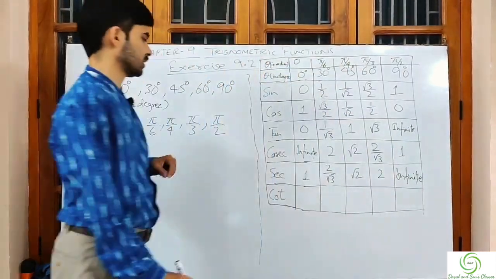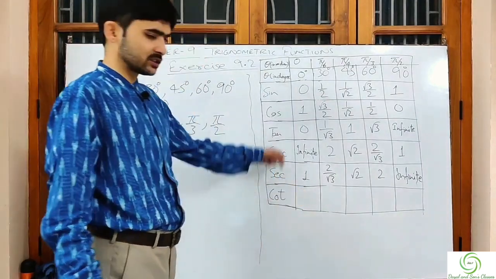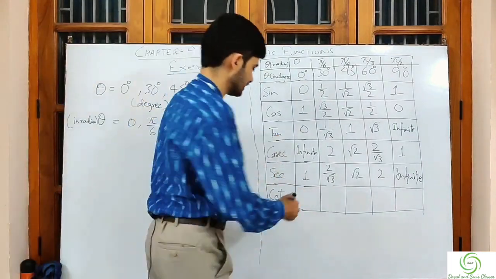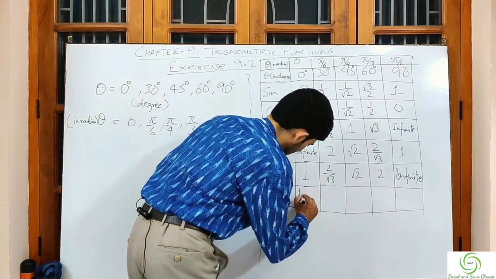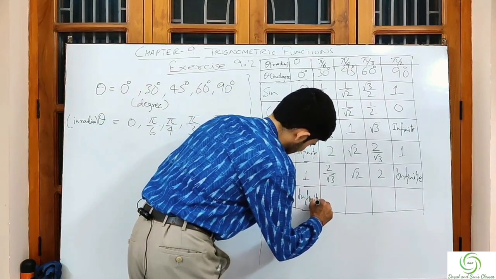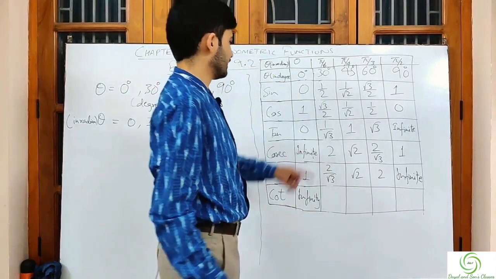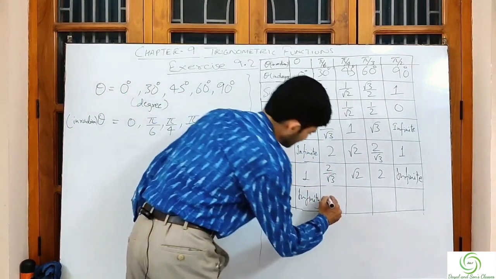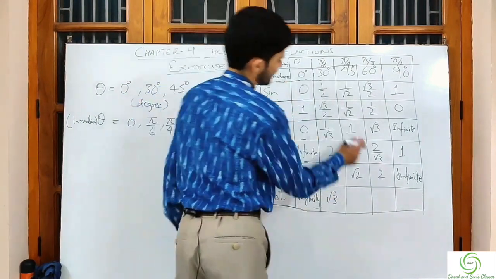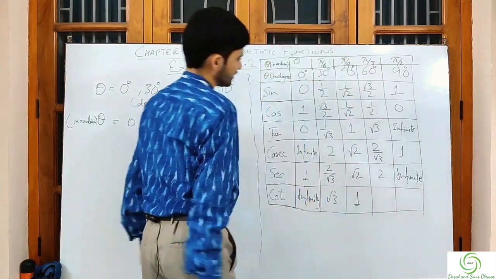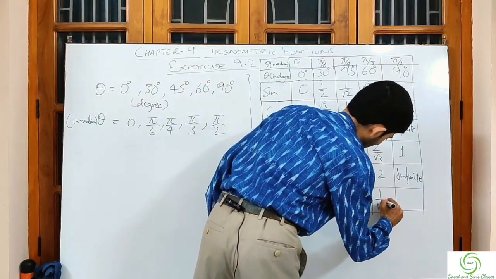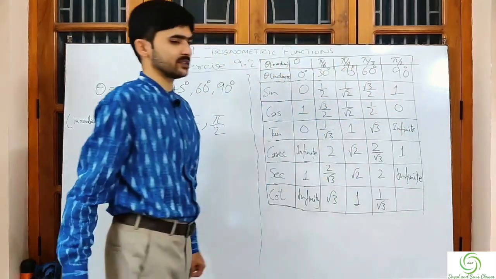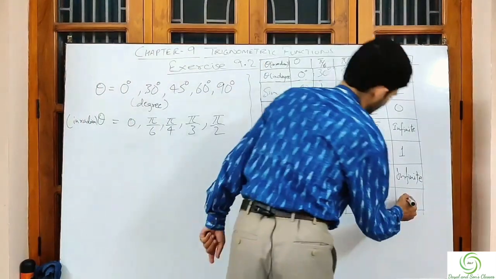Now we come to cot. Cot is equal to inverse of tan. Inverse of 0 will be infinity. Inverse of 1 by root 3 will be root 3. Inverse of 1 will be 1. Root 3 inverse is 1 upon root 3, and 1 upon infinity will be 0.